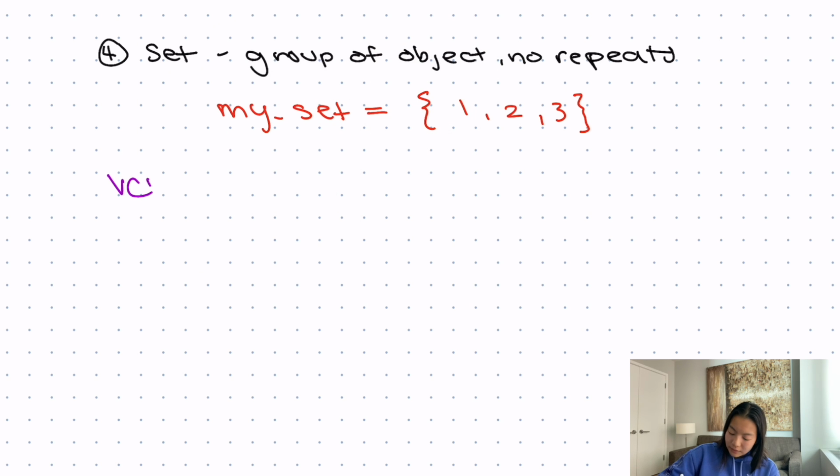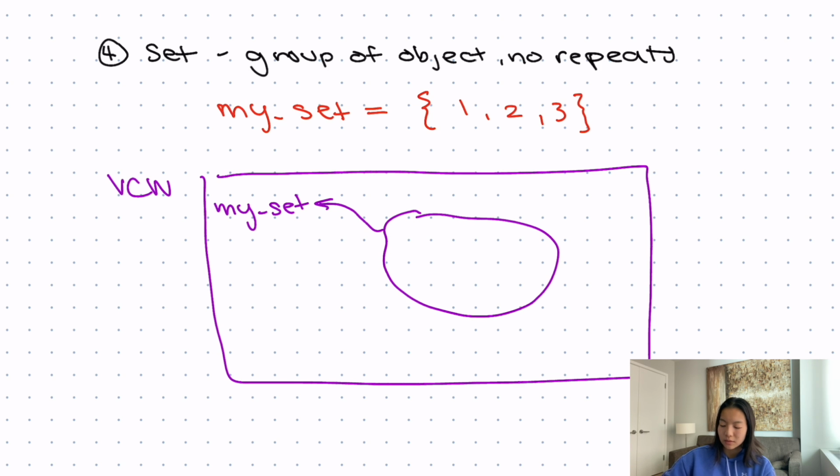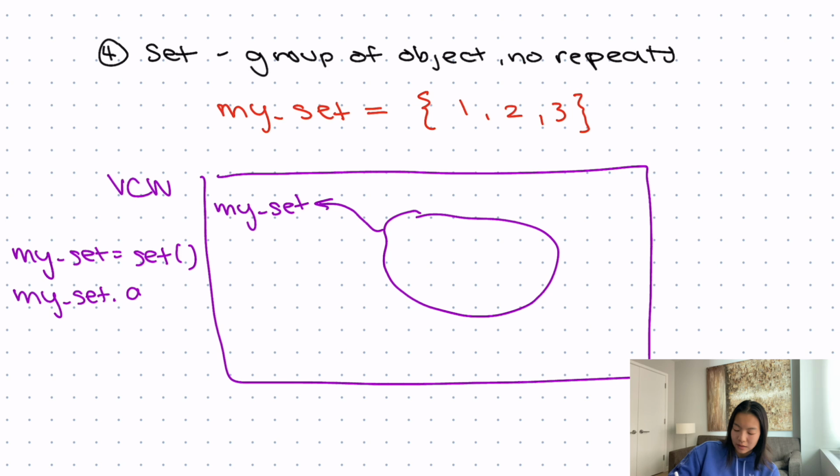Going back to the iPad, if I go to the virtual computer world and I draw a variable, my set, what I like to picture sets as is kind of just like a blob. Okay, and if I have an empty set, it's just an empty blob. So let's copy that code. My set was equal to a set at first, so empty blob. And then my set dot add 1. That means, okay, is 1 inside this blob? No, so let's put 1 in here.